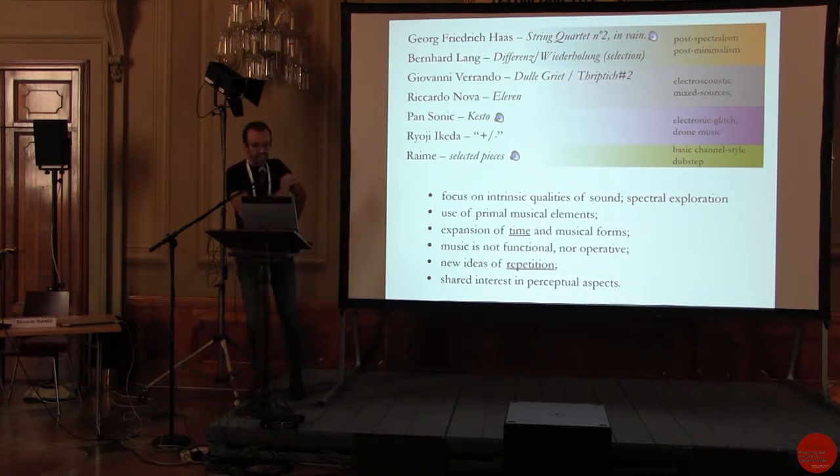Okay, this was Georg Friedrich Haas's In Vain. As you can probably recognize, it's a piece for 24 instruments. It lasts 1 hour, so it's something really very well composed and organized. And then I skip a little bit because I don't have so much time. So I show you quickly this piece. Okay, I go further just to give you an idea of the material that I'm studying.